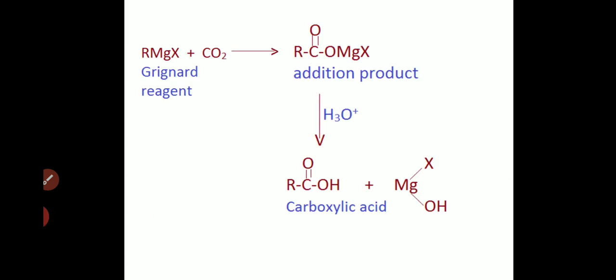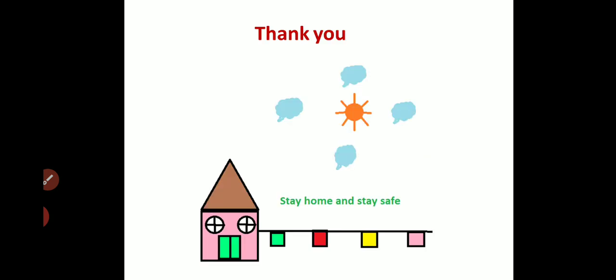Okay, so RMgX plus CO2 gives rise to RCOOMgX, which on hydrolysis produces carboxylic acid and magnesium hydroxyhalide. That is the byproduct. In this way we prepare carboxylic acids from Grignard reagents. So this is the simple one.